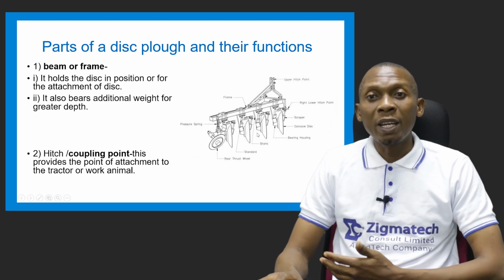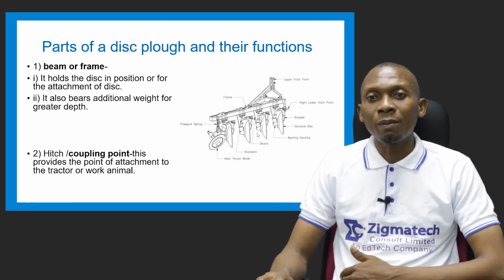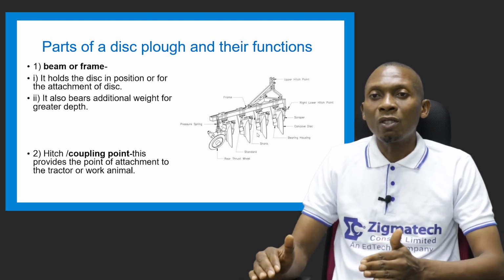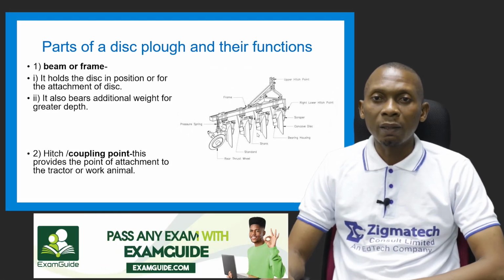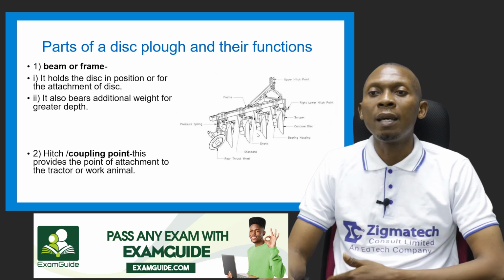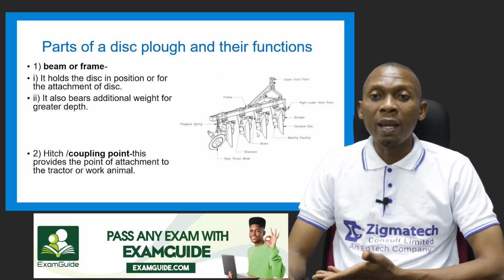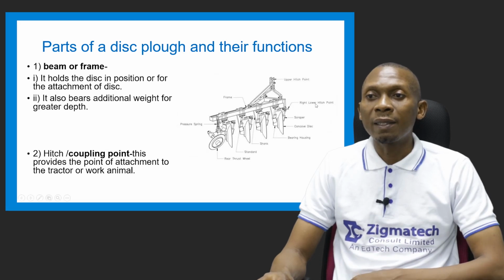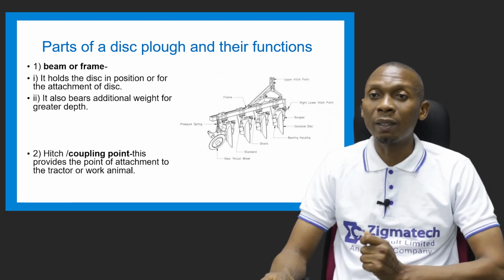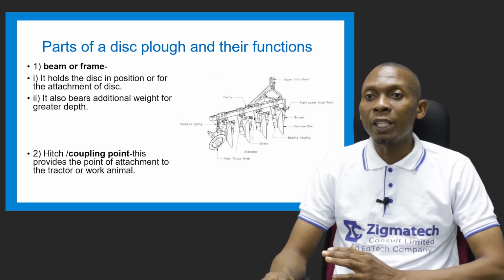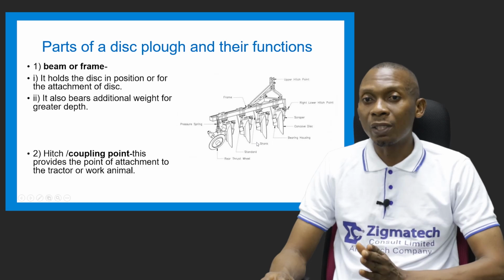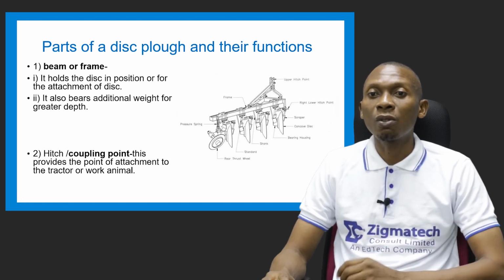So the beam or frame helps to hold the disc in position, or it's used for the attachment of the disc. It also bears additional weight for greater depth because when plowing, going down into the soil, you need some weight. So the beam helps to bear additional weight. We have the hitch or coupling point. Now this provides an attachment where this plow is attached to a tractor or a work animal. So you can see the hitch point here. We have the upper hitch point, which is actually connected to the 3-point linkage, which I explained in our previous class, that's part A of this class. Then we also have the lower hitch point here. So all of this can be used as a point by which you can attach this disc plow, this implement, to the tractor or an animal.